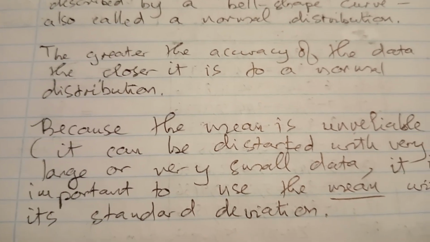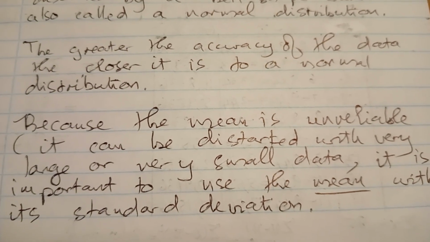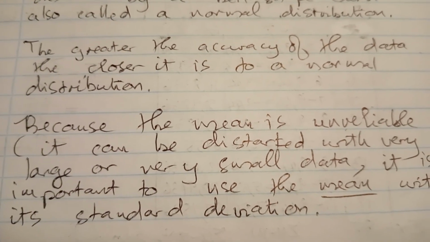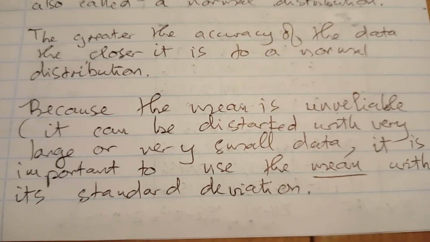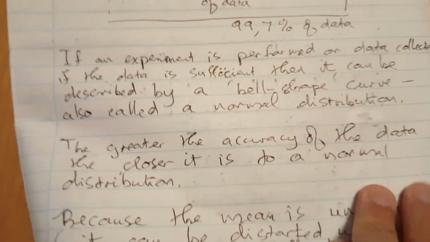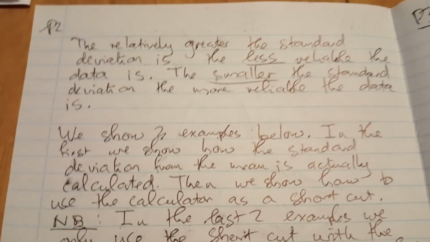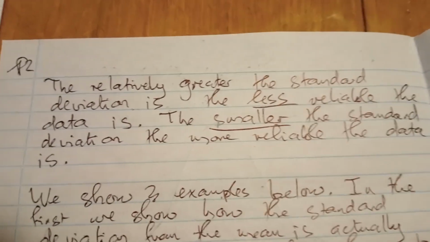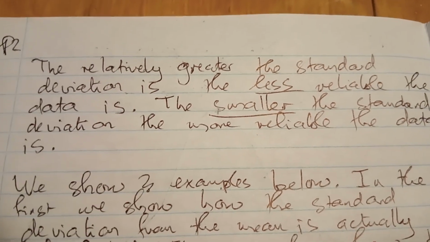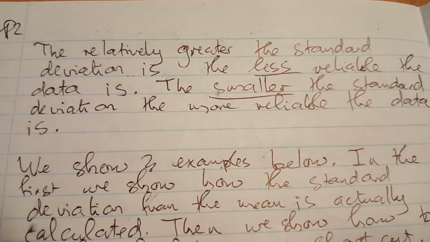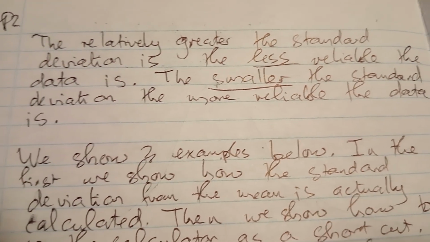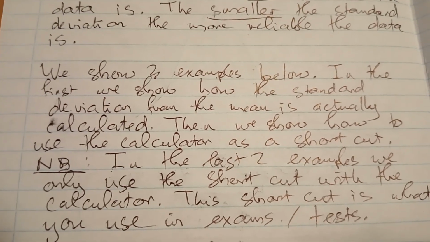Now, the mean is quite unreliable if you use it on its own, because it can be distorted with very large or very small data. And so it's very important to use the mean together with the standard deviation. The relatively greater the standard deviation, the less reliable the data is. The smaller the standard deviation is, the more reliable it is. We'll go into that a little bit, but that's not the main aim of this presentation.